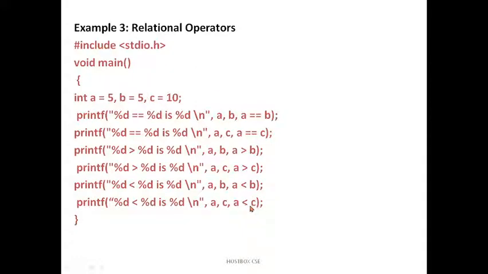Then a less than c. When I go for a less than c, what happens? Is a less than c? Yes, the condition is true because c value is 10 and a value is 5. So compared to c, a has a smaller value, so it will print true only. Let's go for execution.